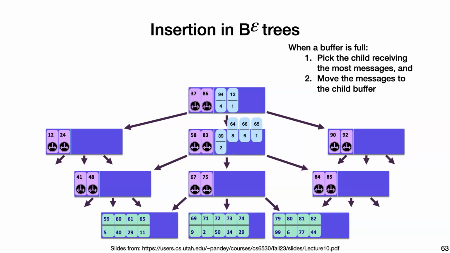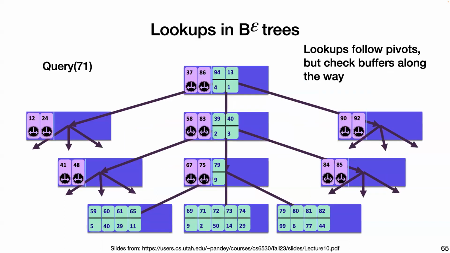Okay, so again, we're going to flush 1 level down, just like we did before. And that is going down. Okay, so that's how insertion works. And then you just keep repeating this procedure and you flush all the way down to the leaves.